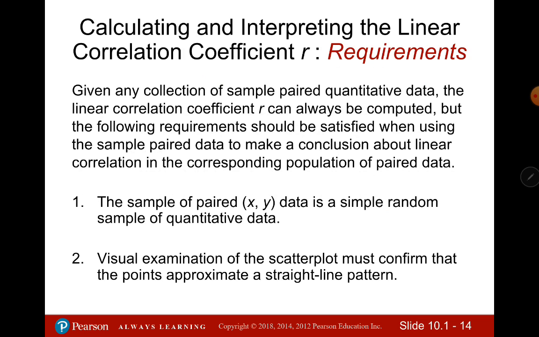Before we calculate the r value, we still need to check the requirements, but we will just quickly go through this part. Of course, the sample should be a simple random sample, and we can only have quantitative data. If it's just words, then we cannot use them to find the linear correlation coefficient, right? It should be a value, a number, meaning numerical values.